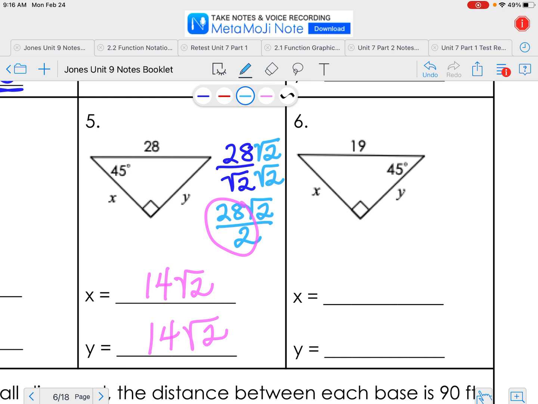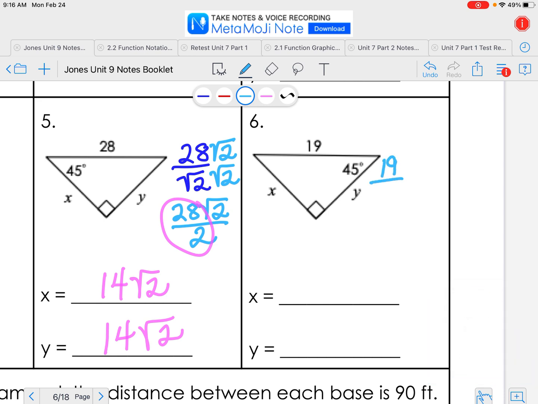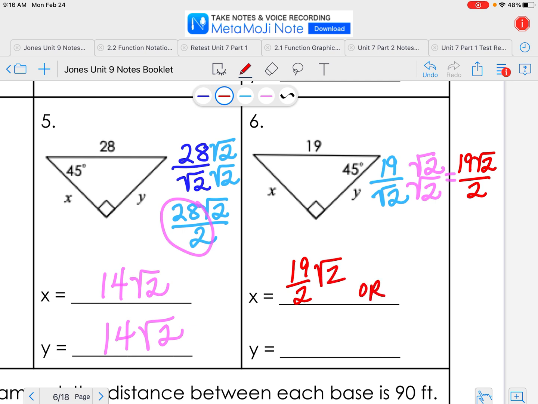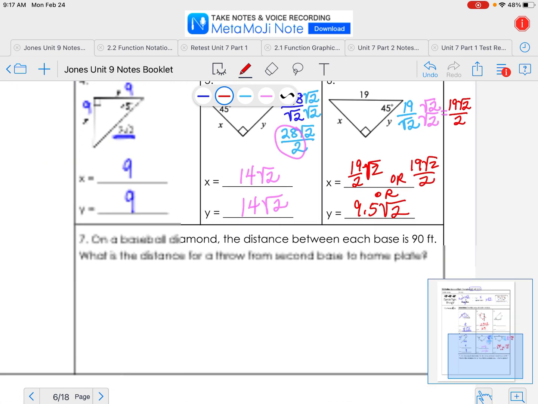And same thing on number 6. 19 is the hypotenuse. Divide it by square root of 2 to get the legs. To rationalize the denominator, I multiply both by square root of 2. I get 19 square roots of 2 over 2. So I can either write 19 over 2 square roots of 2, or I could write 19 square root of 2 over 2, or I could write 9.5 square roots of 2. I would accept any of those answers.